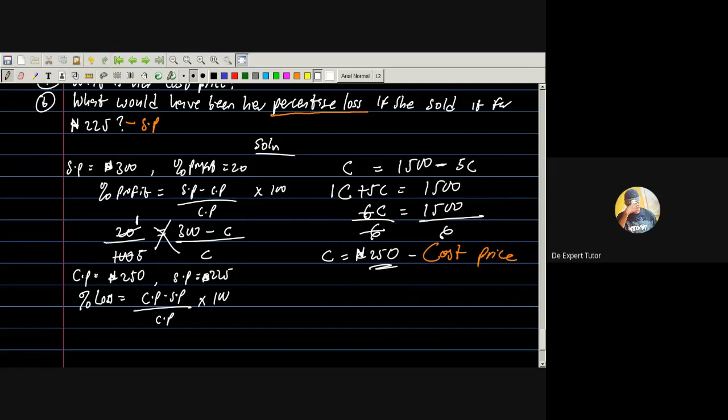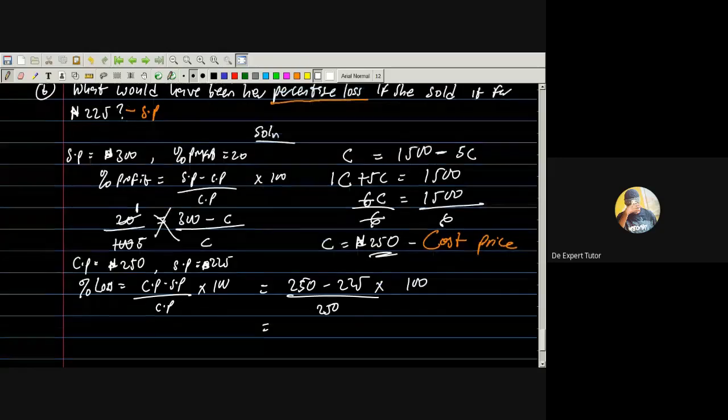So you will see something like selling price or something like this. Okay, let's go. What is my cost price? 250 minus what is my selling price? 225 divided by what's my cost price? 250. Then multiply by what? 100. That's percentage. So let's go.